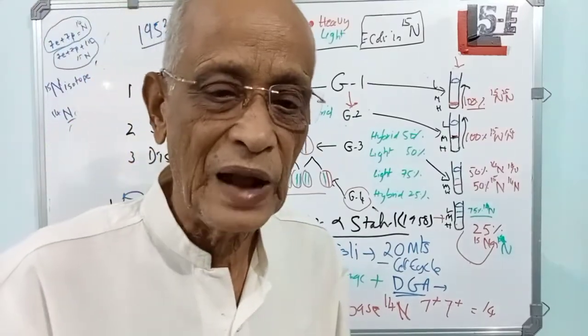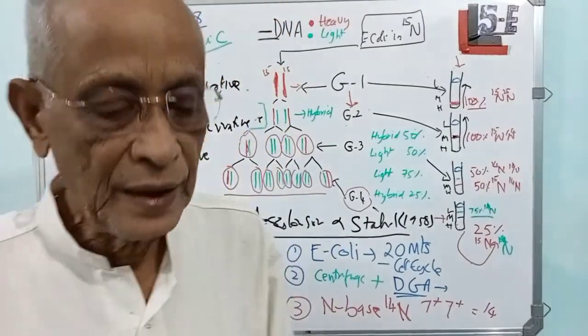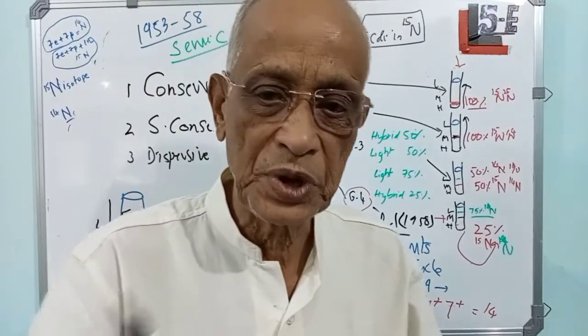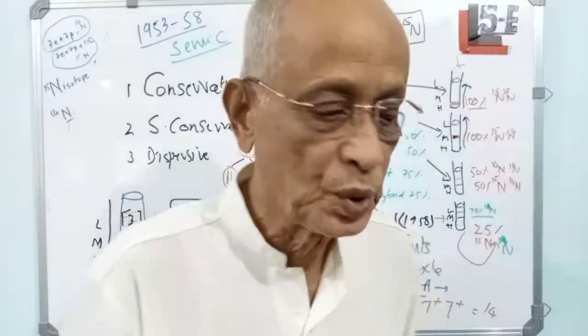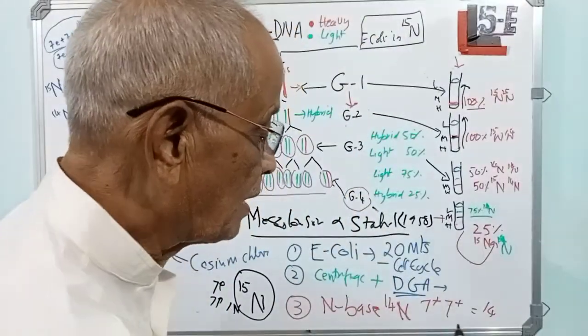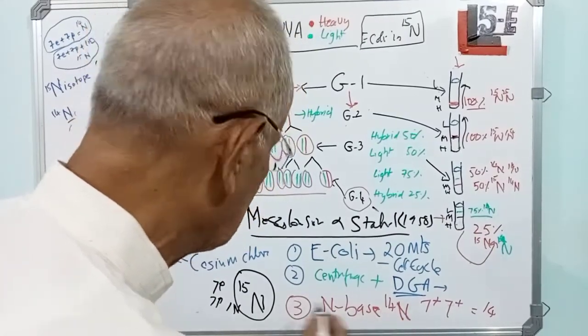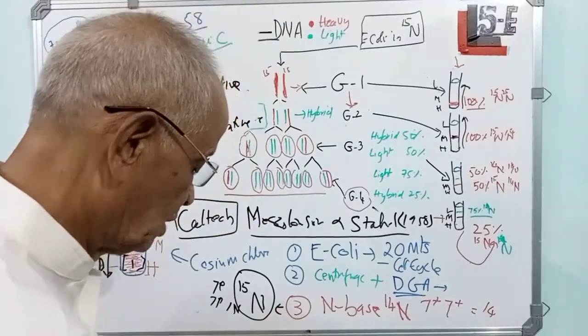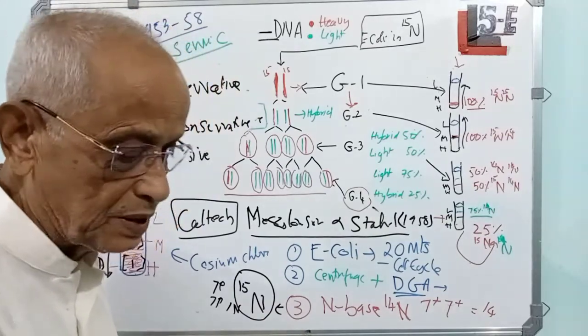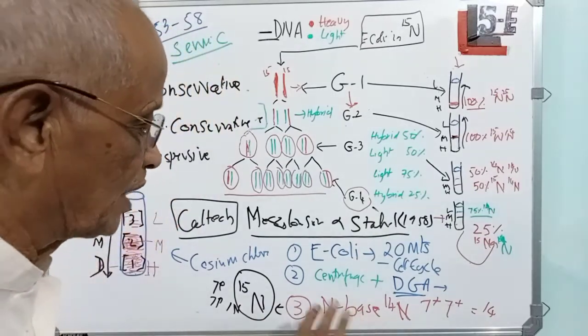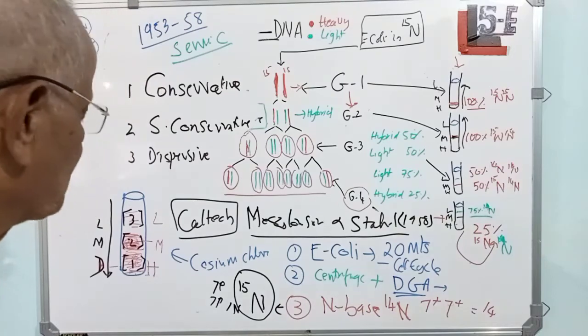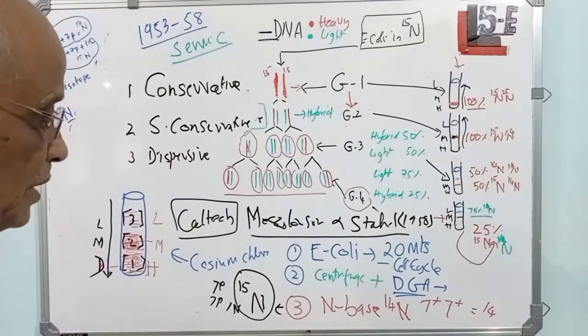These experiments are highly sensitive, and even the slightest change will be indicated. So therefore they took the two types of nitrogen. One is N14 and the second is N15. So these were the materials they selected for their experiment. Now let us go for the experiment they did.